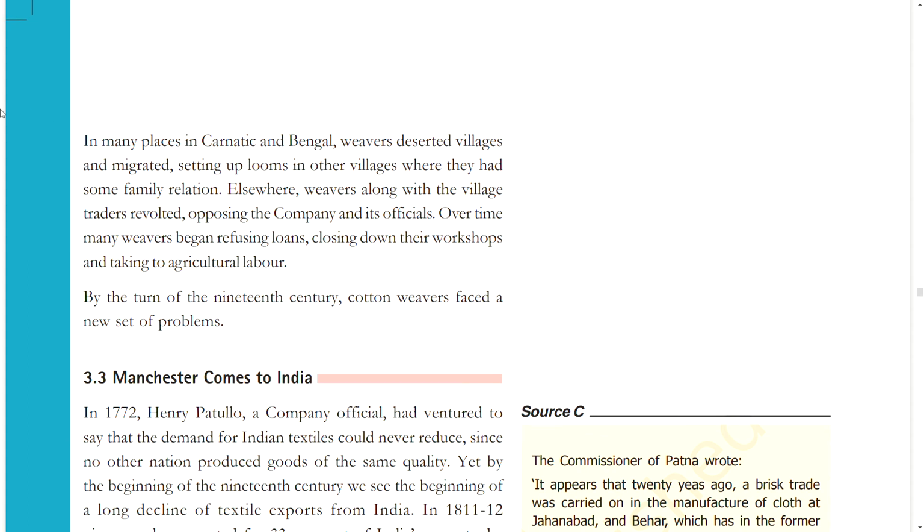In many places in Carnatic and Bengal, weavers deserted villages and migrated, setting up looms in other villages where they had some family relation. Elsewhere, weavers along with the village traders revolted, opposing the company and its officials. Over time, many weavers began refusing loans, closing down their workshops and taking to agricultural labor. By the turn of the 19th century, cotton weavers faced a new set of problems.